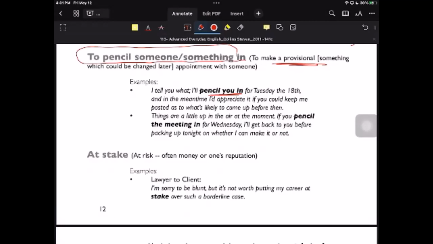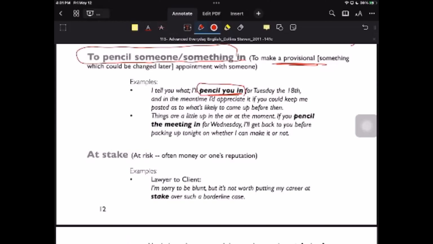Again, to pencil someone or something in: to make a provisional appointment with someone, something that could be changed later, for example. So I tell you what, I'll pencil you in for Tuesday, the 18th. And in the meantime, I'd appreciate it if you could keep me posted as to what's likely to come up before then. Okay, so pencil you in.